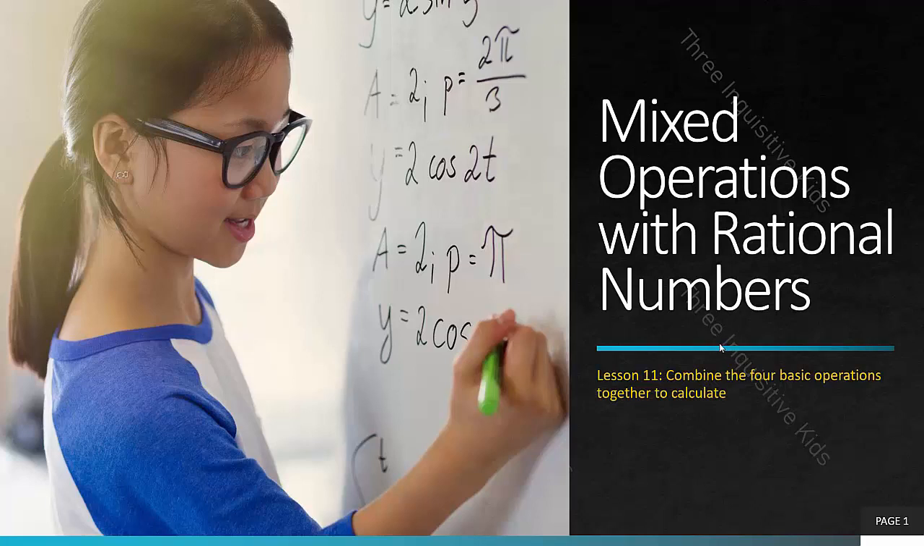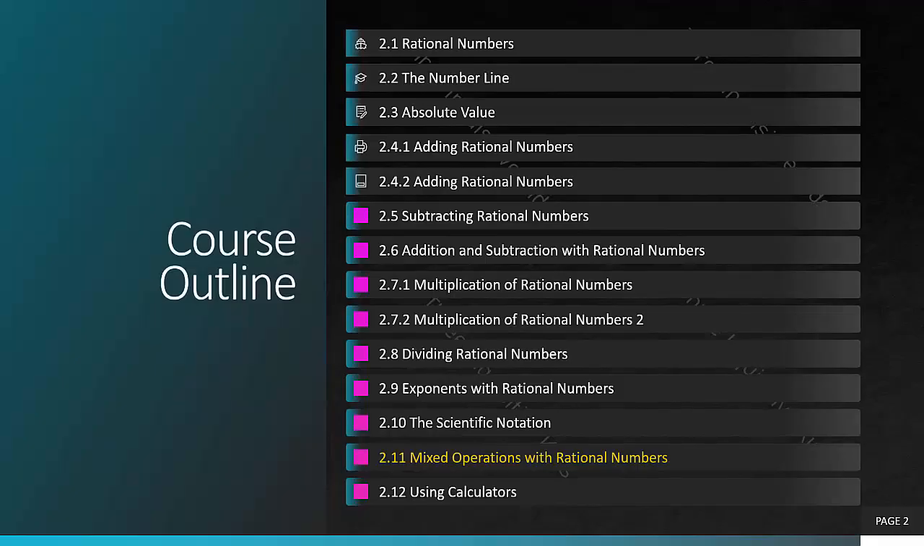This video will be about mixed operations with rational numbers. Lesson 11, combine the 4 basic operations together to calculate. Here's a course outline for Chapter 7. You can see that we're already on our second to last lesson of this unit. So congratulations for making it this far.